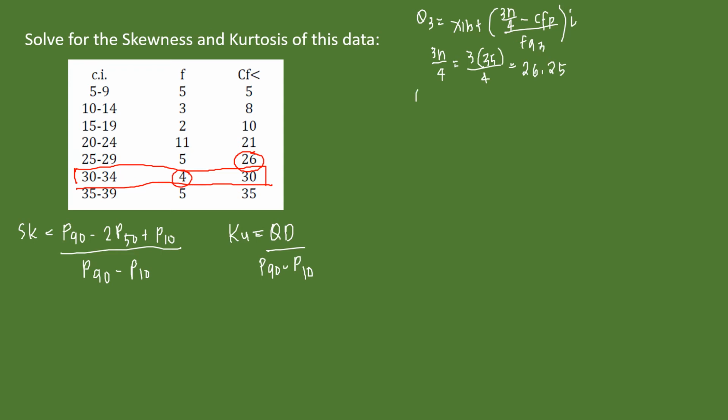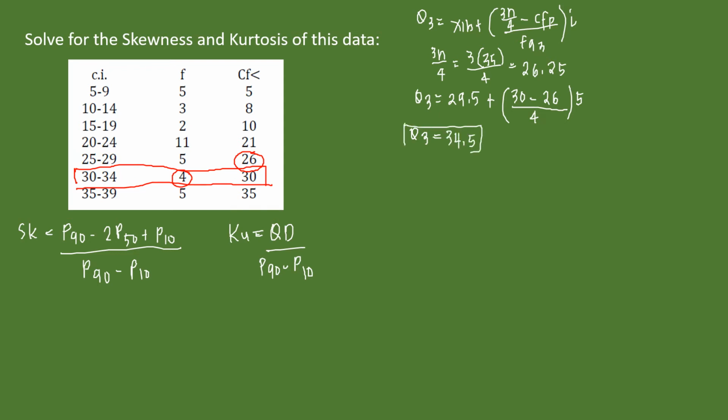So substituting, we have Q3 is equal to the lower boundary, which is 29.5 plus 30 minus 26 divided by 4 times 5. Hence, when you solve this one, you will have 30 minus 26 divided by 4. That's 1 times 5. That's 5 plus 29.5. That gives us 34.5.